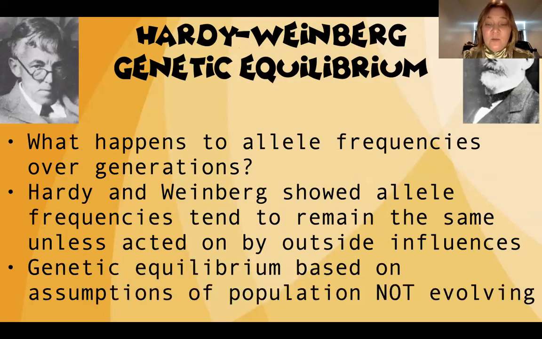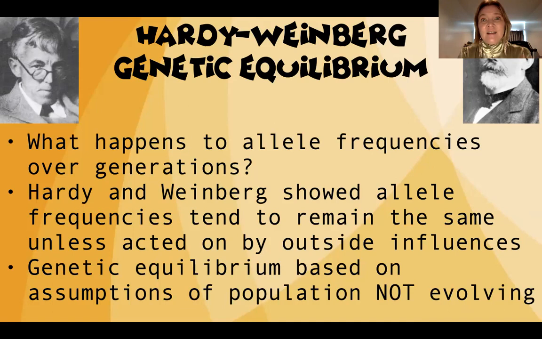So genetic equilibrium is based on a set of assumptions of a population that is not evolving. So basically what they're saying is a population is going to stay the same unless there's outside influences that act upon that population, kind of like physics. What is that? Newton number 3, something like that. An object at rest will tend to stay at rest unless acted upon by an outside force, whatever. Anyway, the same thing applies for genetic equilibrium.